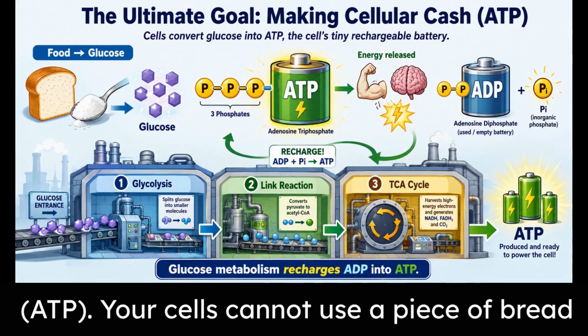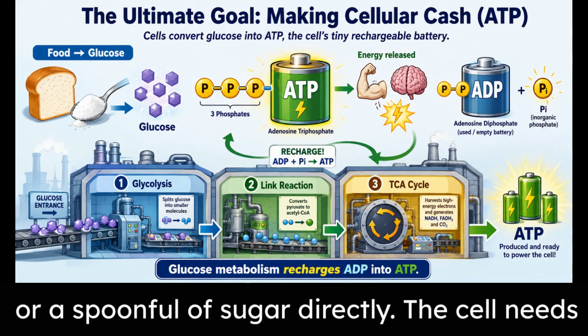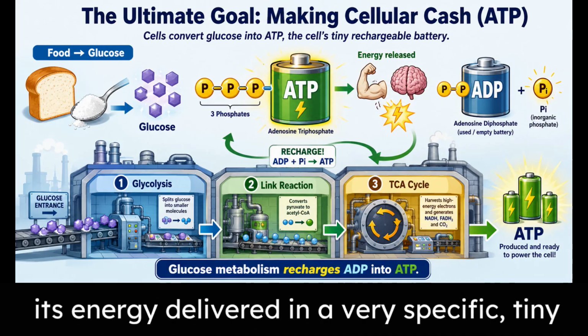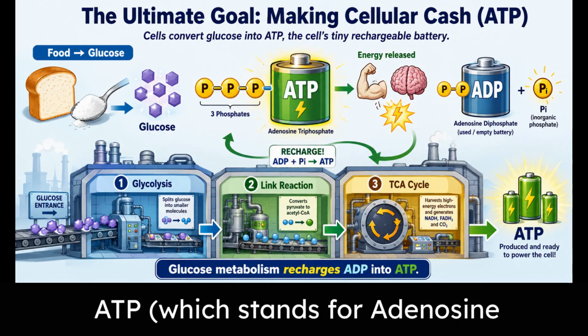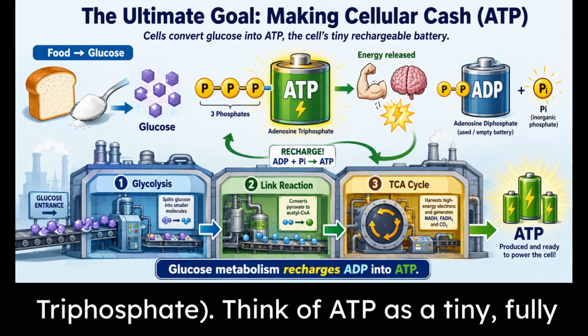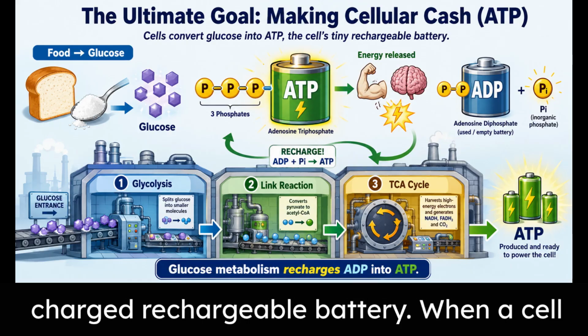Your cells cannot use a piece of bread or a spoonful of sugar directly. The cell needs its energy delivered in a very specific, tiny package. That package is a molecule called ATP, which stands for Adenosine Triphosphate. Think of ATP as a tiny, fully charged, rechargeable battery.